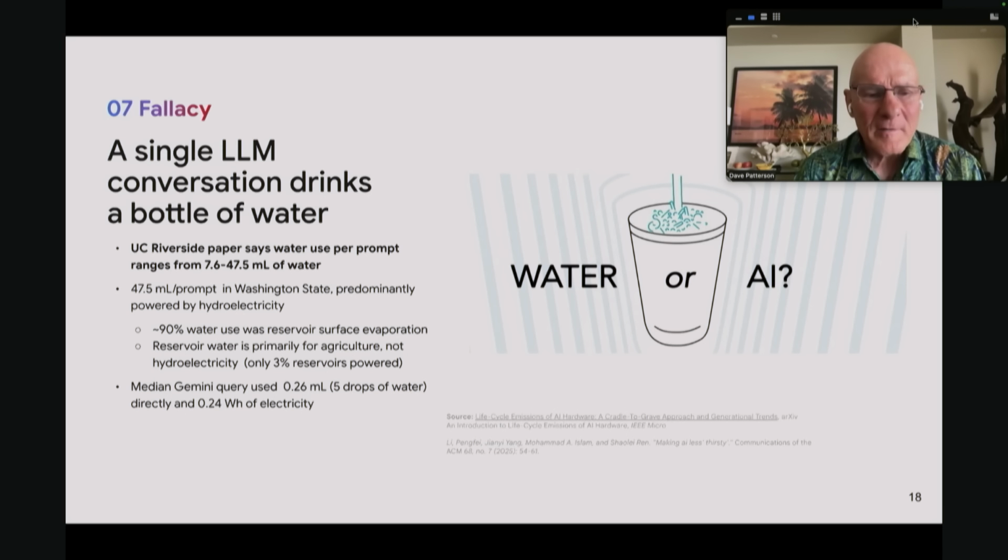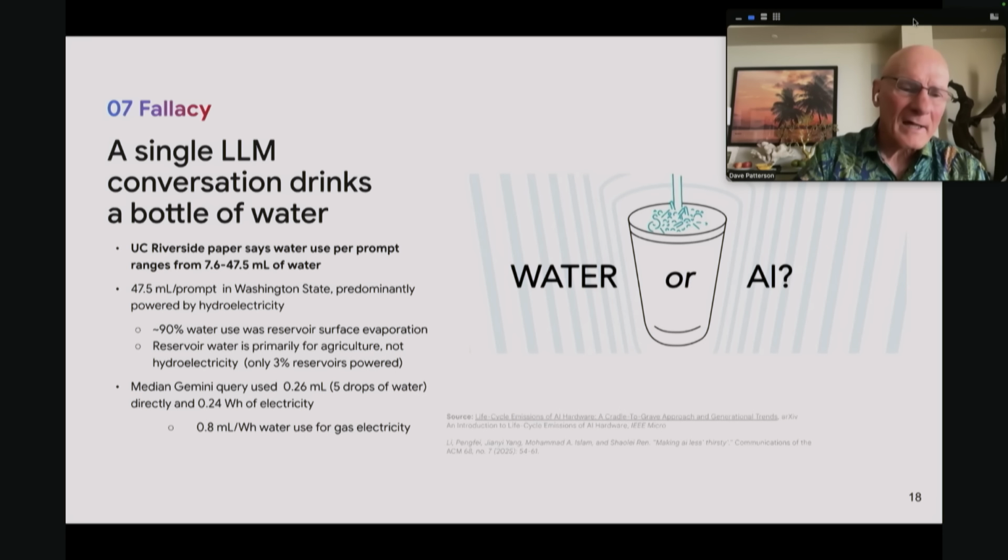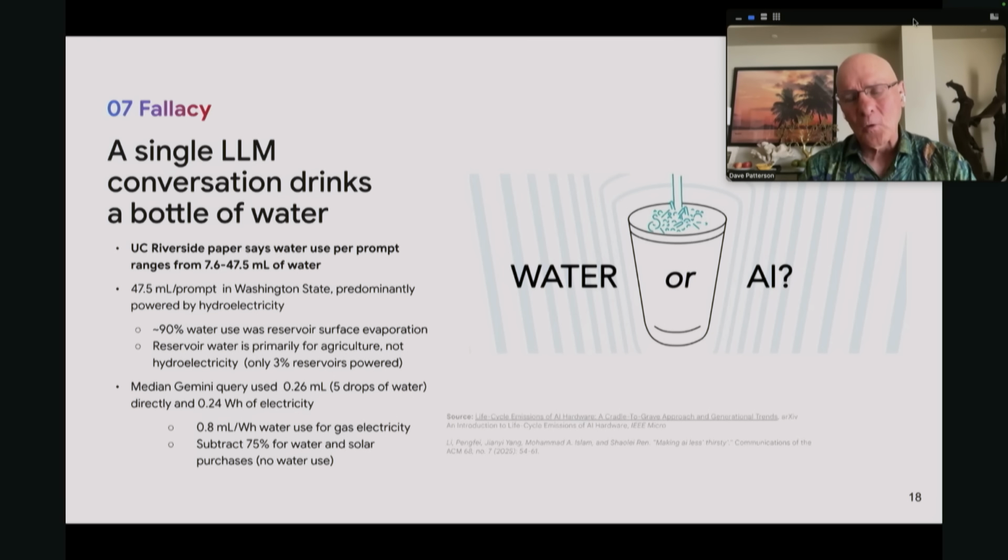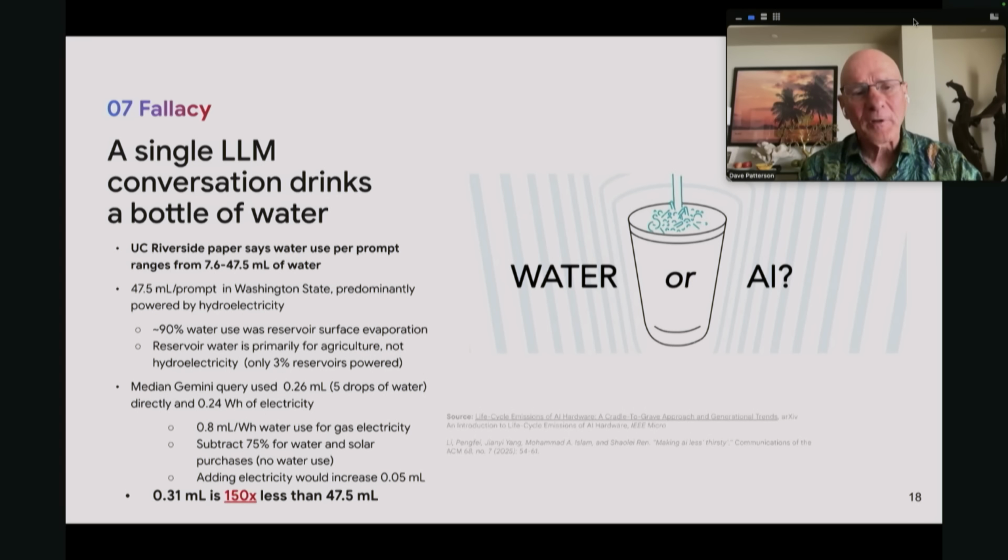So we did a study for Gemini, and based on the data center use, the water in the data center was five drops of water per chatbot prompt. If we went ahead and did the electricity generation piece of it, like the Riverside paper did, let's say it was used for gas. We use natural gas, and by the way, Google does buy clean energy, which is almost all solar and wind, which has no water use. So even if we added the electricity use, it would be very small. So we think the real data is about 150 times less than the high end of what the Riverside paper said. All right, so that's the first water fallacy.